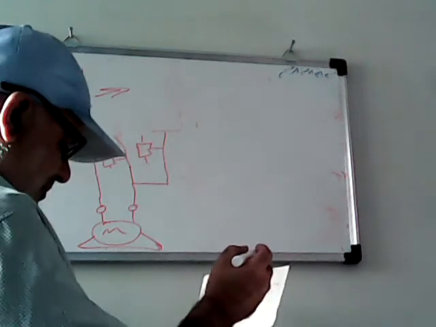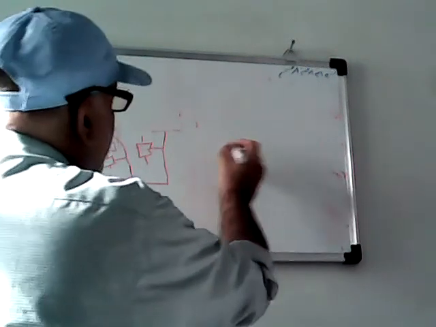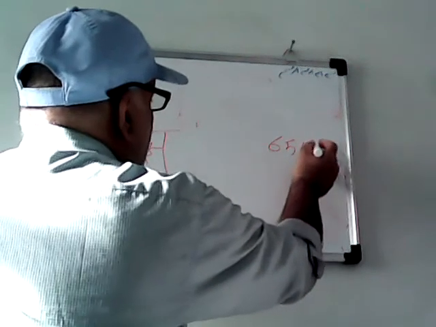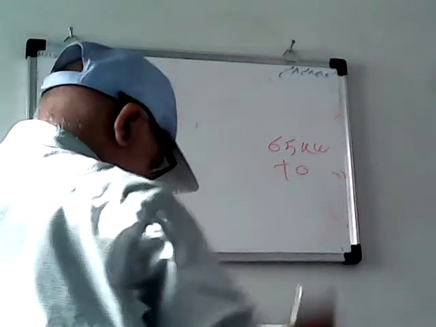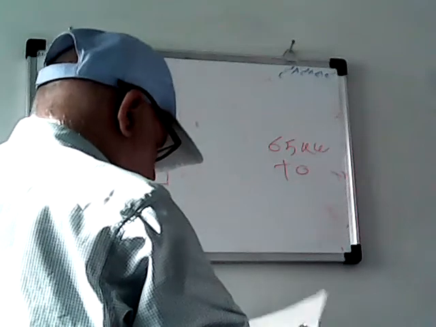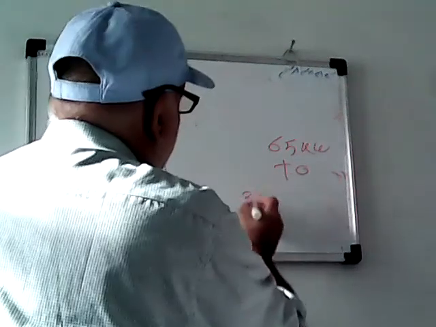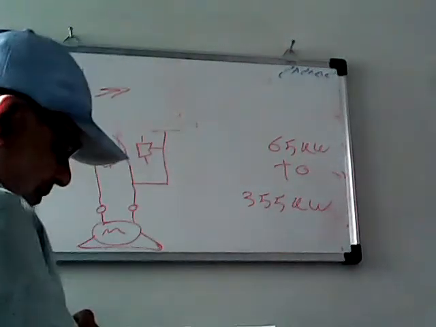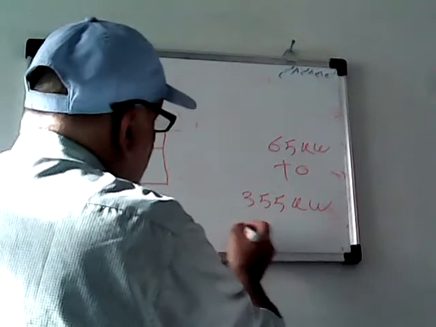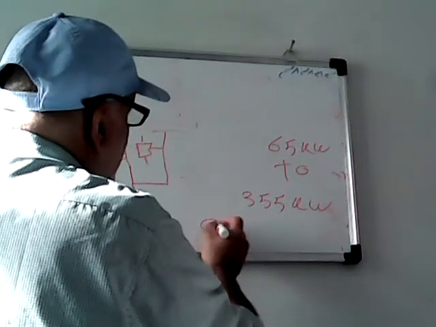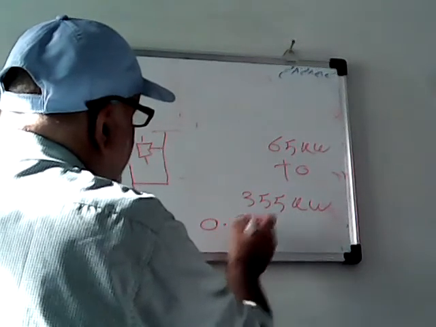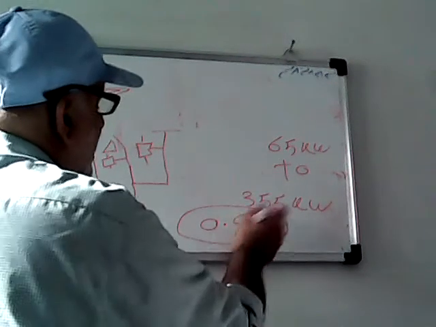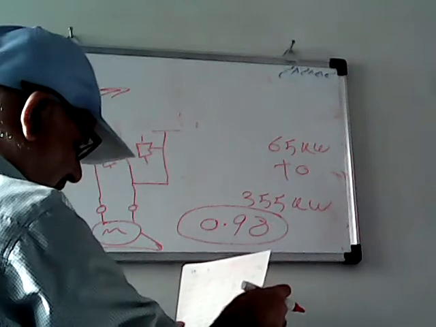Okay, for motors from 65 kilowatt to 355 kilowatts, we use the number 0.98. Example.